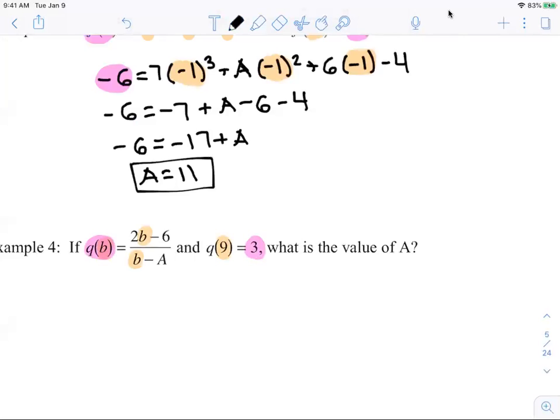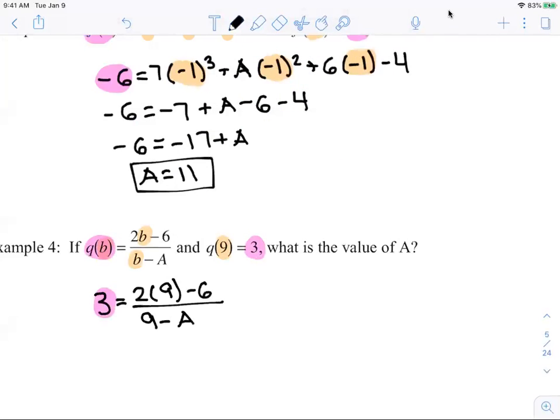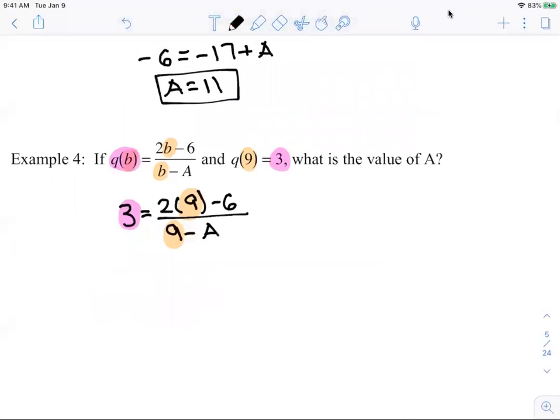So when we replace it, we're going to get 3 equals 2 times 9 minus 6, all divided by 9 minus a. Again, that was the 3, and this is where I plugged in for the b. Okay, so we want to simplify this. I can simplify the top pretty quickly. 2 times 9 is 18, minus 6 is 12.